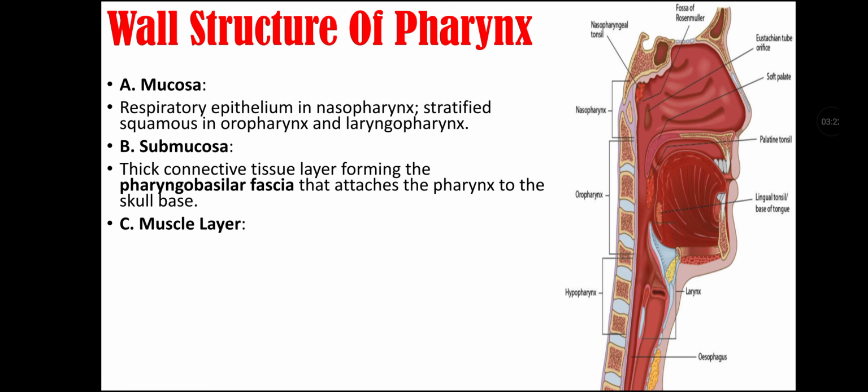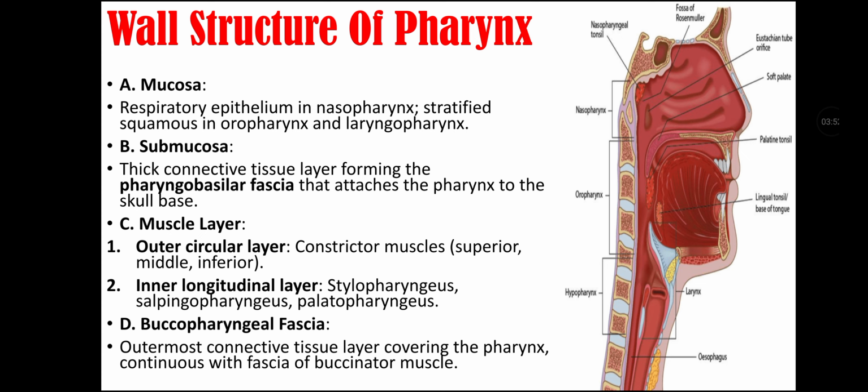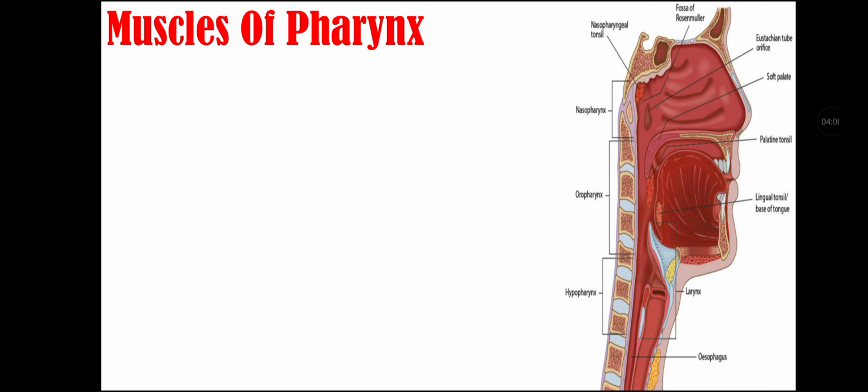Next layer of pharynx is muscle layer that includes outer circular layer and inner longitudinal layer. Outer circular layer muscles include constrictor muscles that are superior constrictor, middle constrictor, and inferior constrictor muscles, while inner longitudinal muscles include stylopharyngeus muscle, salpingopharyngeus muscle, and palatopharyngeus muscle. The outermost layer of the pharynx after the muscle layer is the buccopharyngeal fascia. It is the outermost connective tissue layer that covers the pharynx and it is continuous with the fascia of buccinator muscle.